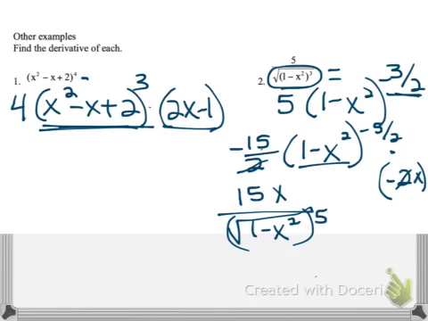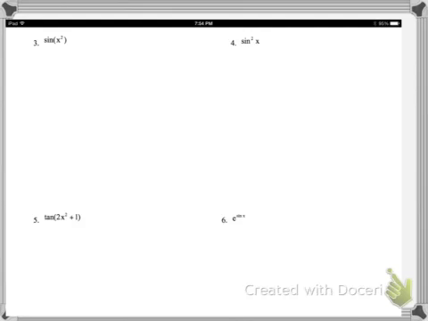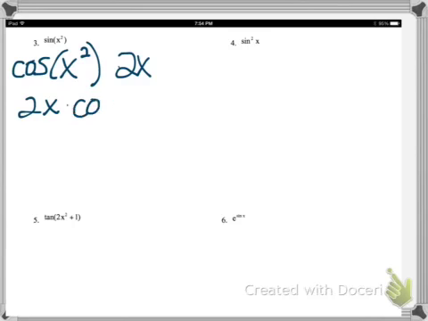Next one, sine of x squared. The outside function in this problem is sine. The derivative of sine is cosine. So I'd say cosine, leave the inside the same, times 2x. Or I could write it as 2x times cosine of x squared.